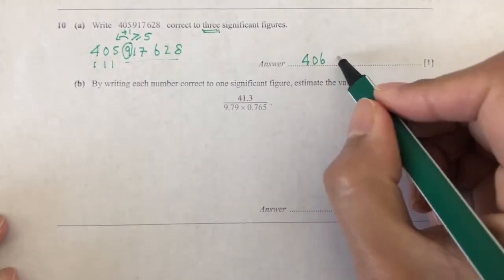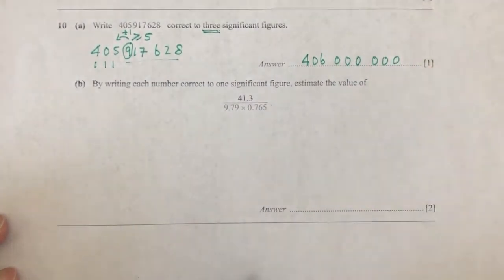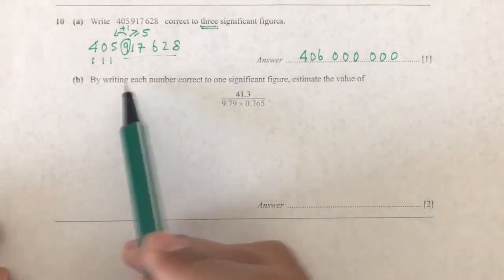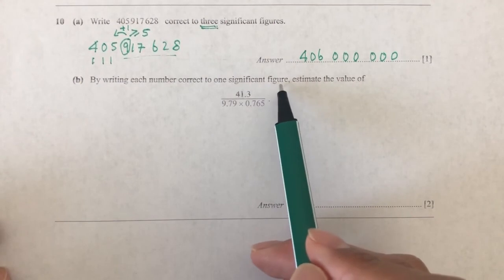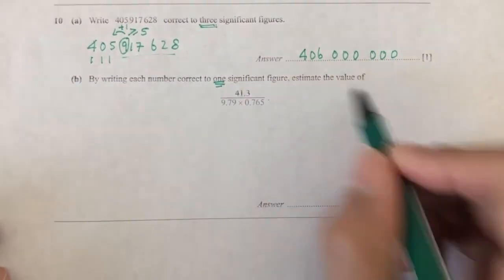So it will be 0, 0, 0, 0, 0, 0. And that is your answer for part A. So now part B. By writing each number correct to 1 significant figure, and that is important here, estimate the value of this fraction.